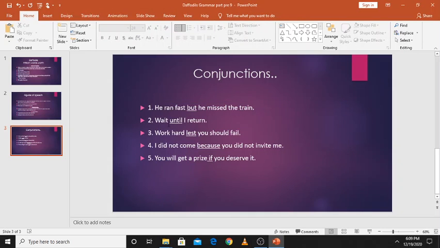Wait until I return. Here, until is also a conjunction. Work hard lest you should fail. I did not come because you did not invite me. Because is used to join the sentences. You will get a prize if you deserve it. Here if is used. Students, these are some examples of conjunctions.